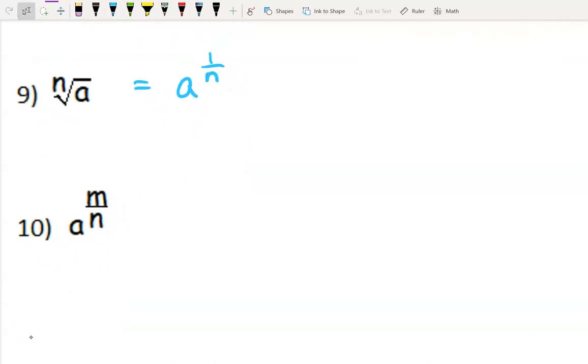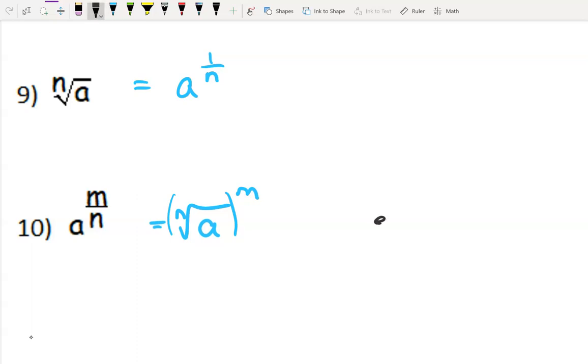And then we have this one. This one's a bit confusing. There's no 1 here. If this was a 1, we would say this equals the nth root of a. But it's not a 1, it's an m. That m is actually a power. So that's a bit of a tricky one to look at.